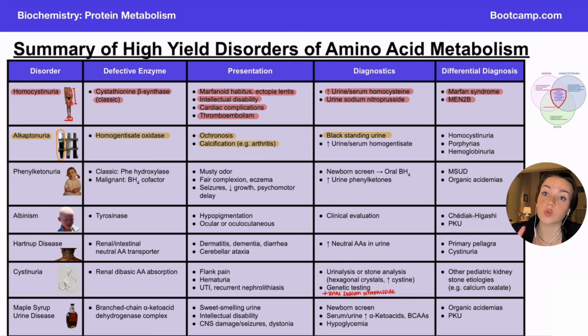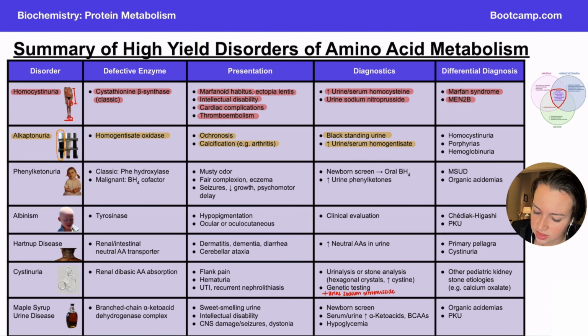Diagnostics, like we discussed, one is black standing urine, where you have the patient give a urine sample and you just put it out on the counter and you see if it turns black. It's a pretty specific finding and one you should definitely know, which is why we selected it for our image. And you can also test the urine or the serum for homogentisate levels.